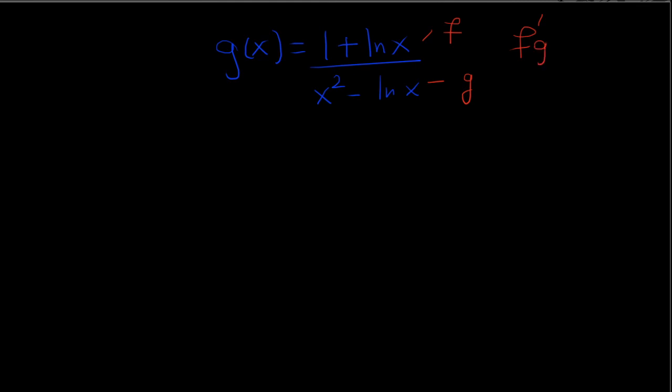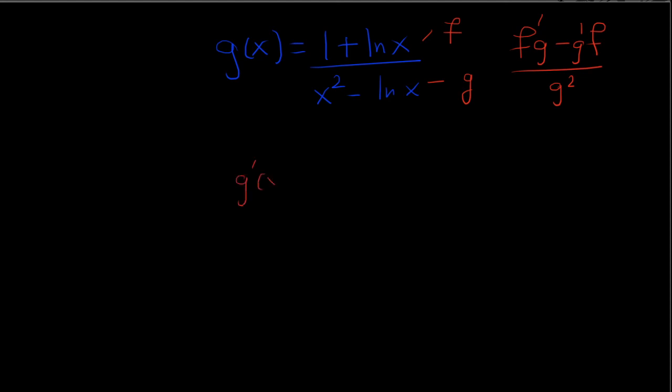Last one, g of x is equal to 1 plus natural log x all over x squared minus natural log of x. I'm going to let f be 1 plus natural log x and g be x squared minus ln of x. I'm going to use the quotient rule, which will be f prime g minus g prime f over g squared.